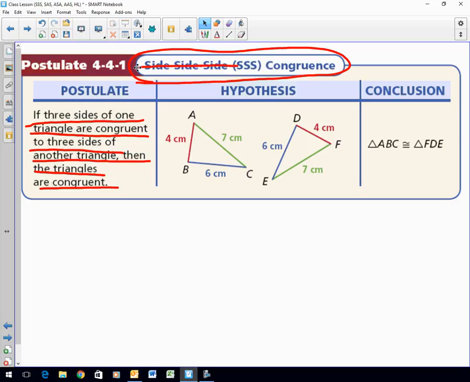How many angles am I using in the side congruence postulate? That'd be 0. How many sides do I have to have? 3. If I got one side, is that enough? No, sir. Two sides? No, sir. 3 sides. 3 or none. 3 or none. You got me?